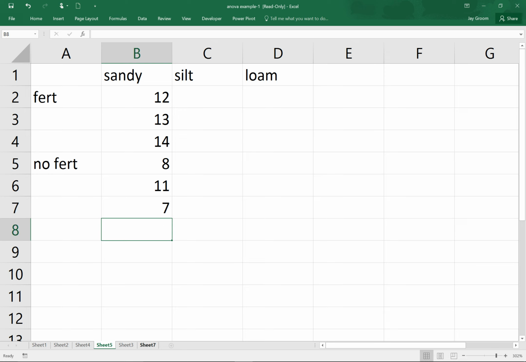Okay, can you see what we're doing here? So we're saying in sandy soil, we got these three that are getting fertilizer, these three that are not getting fertilizer, yes? So I'm going to do the same thing with silt.